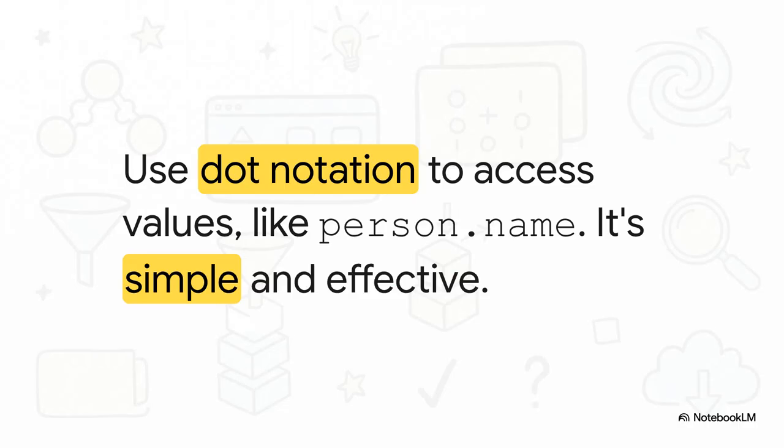And getting that data back out is even easier. We use something called dot notation. You just type the object's name, a dot, and then the key you want. So person.name gets us Abhishek. It's really that straightforward. But what if we have a whole list of people, not just one? Well, that leads us perfectly to our next concept.